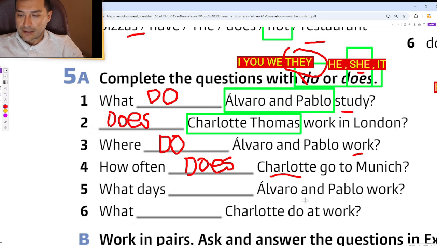What days Alvaro and Pablo? From our interviews. What days do Alvaro and Pablo work? Number 5, Charlotte again. What does Charlotte do at work?